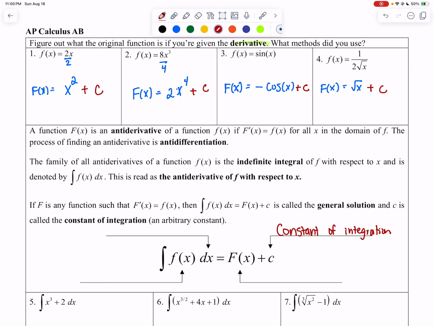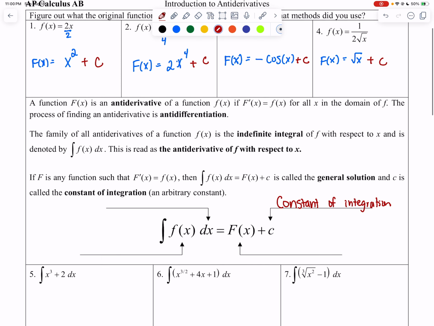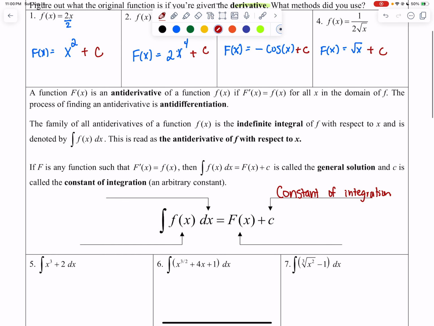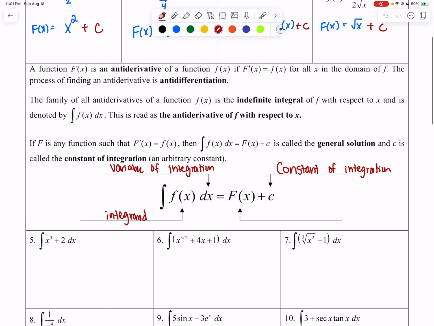So we have a couple of things going on here. We have the variable of integration. That's going to be dx. We have f of x, which is going to be called the integrand, small f of x. That's what we are taking the antiderivative of. And then big F of x is my antiderivative.